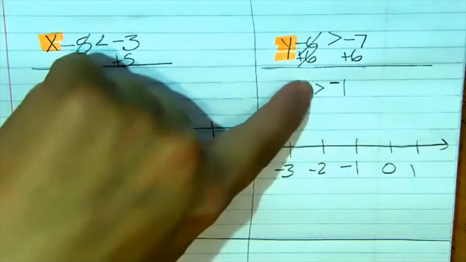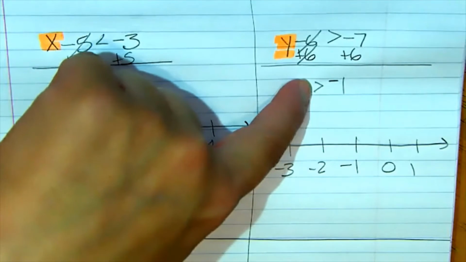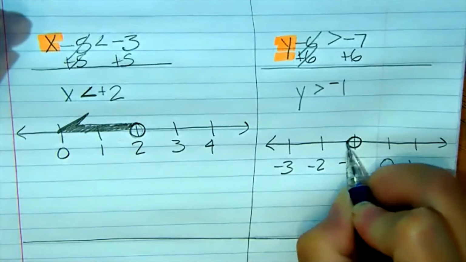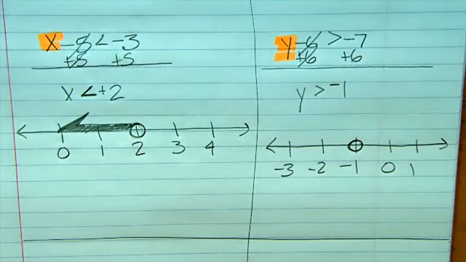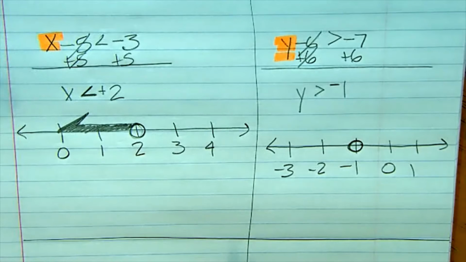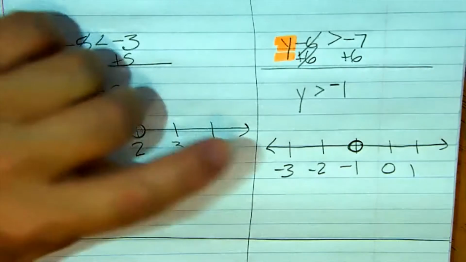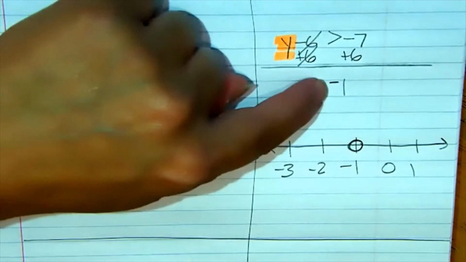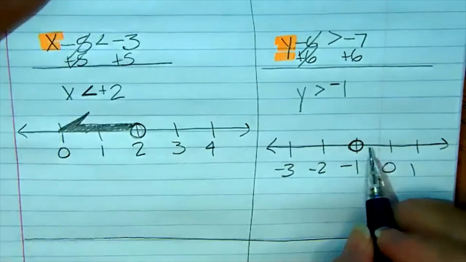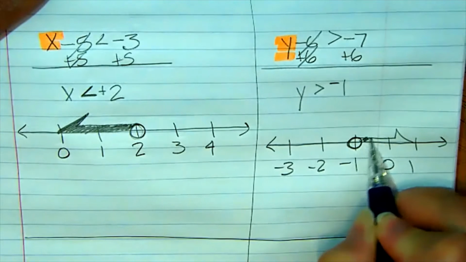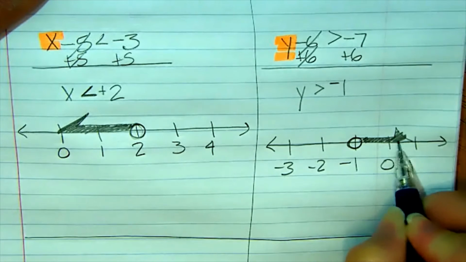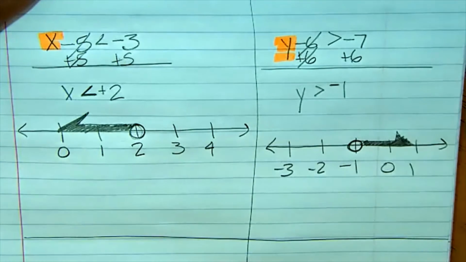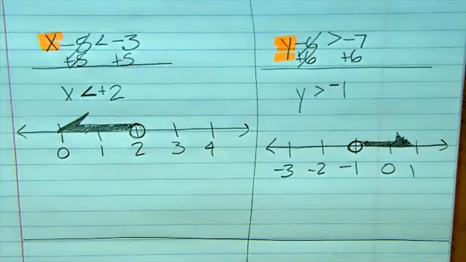Okay, now I'm going to look at my sign. My sign is greater than, but there's no equal sign. So that means my answer, or my solution set, starts at negative 1, but negative 1 is not included. So now I look at my variable. y is greater than negative 1. Greater than means everything to the right. So everything to the right of negative 1 is a solution for this inequality.